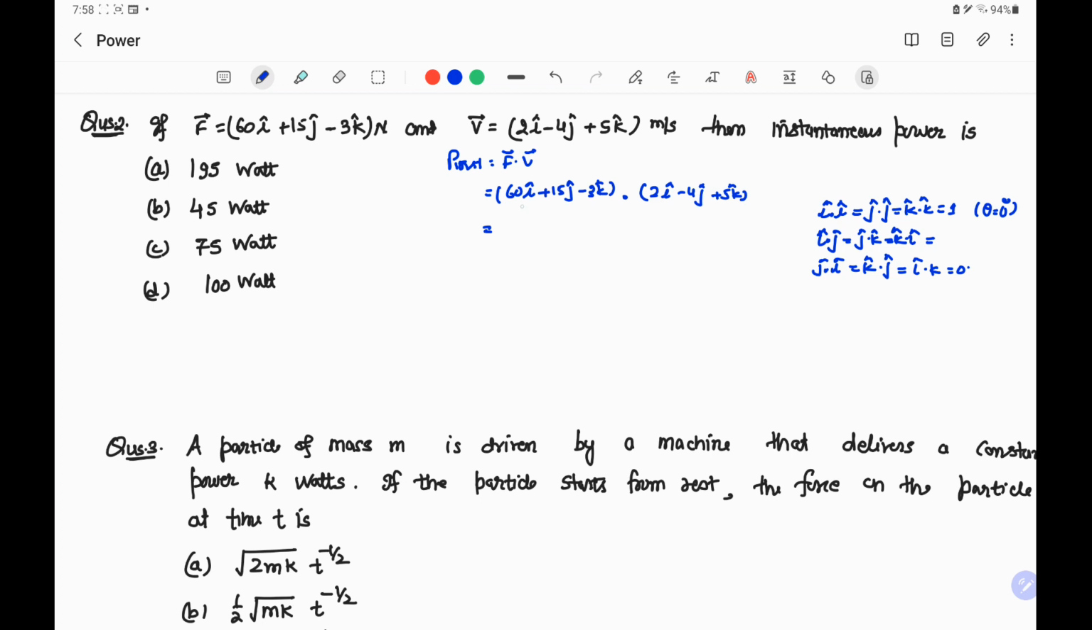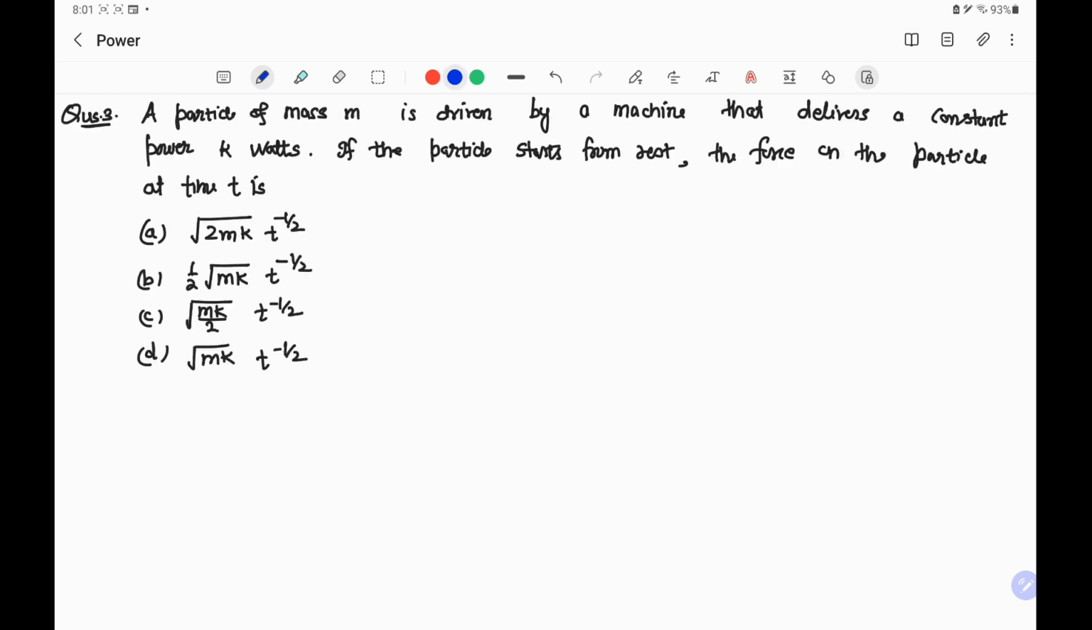So we have to take the dot product, that will be equal to the product of the i dot i, then j dot j, and then k dot k. So we will get 60 into 2 plus 15 into minus 4 plus minus 3 into 5. This will be equal to 120 minus 60 minus 15, it is equal to 120 minus 75, and it will be equal to 45 watt. Hence option B is the correct option.